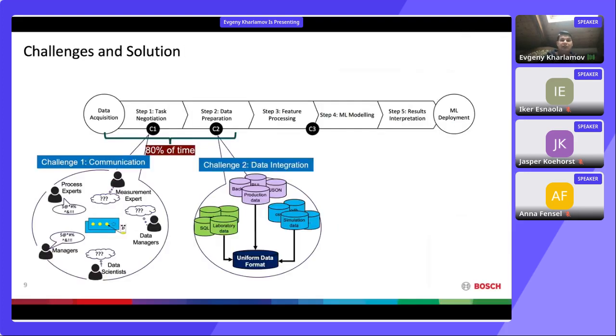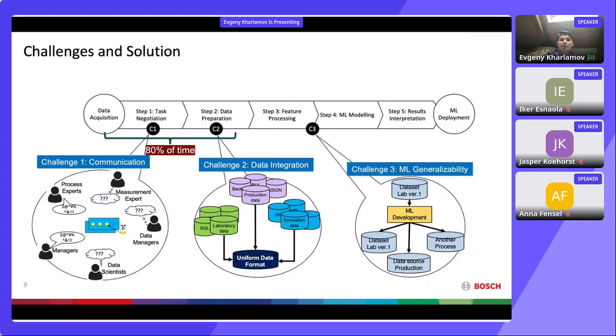And this is actually our use case in OntoCommons. So here, in order to predict the quality of welding operations, one has to go through this pipeline of tasks: task negotiation, data preparation, feature preprocessing, machine learning modeling, and so on. And there are a number of challenges in communication, data integration, generalizability of machine learning models. And all of that can be improved with ontologies.